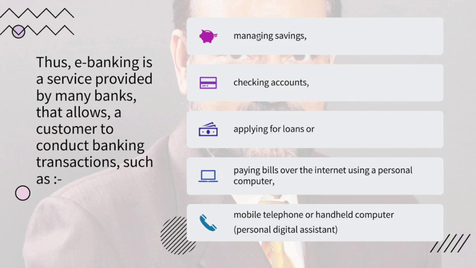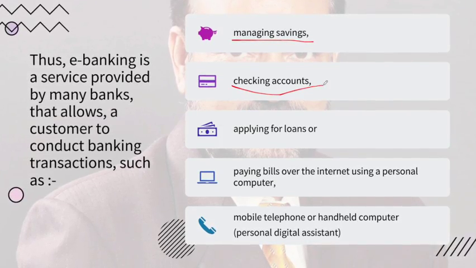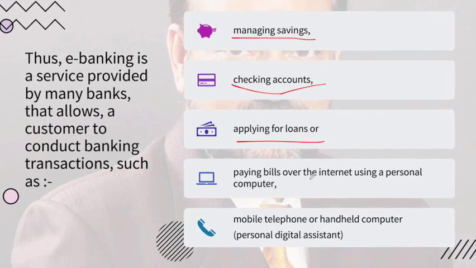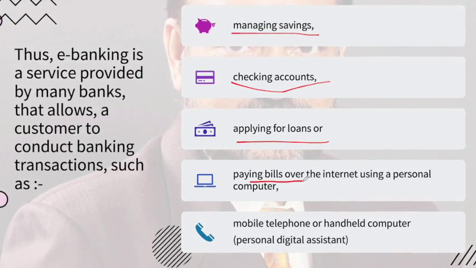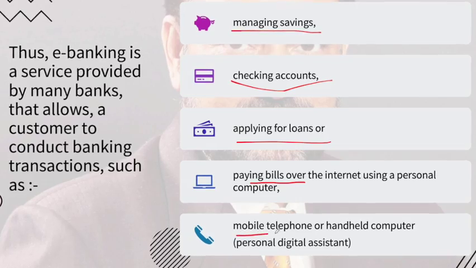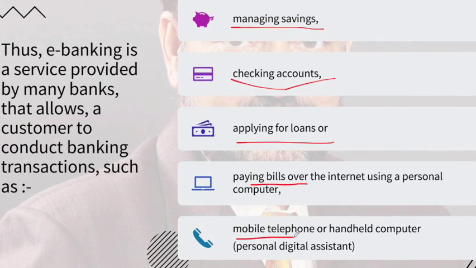So a customer can manage his savings. He can check his account balance. He can apply for loans as you have seen there. He can pay bills over the internet using a personal computer. You can even use e-banking on a mobile telephone or handheld computer.